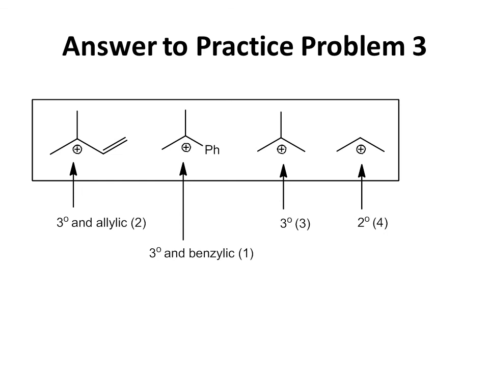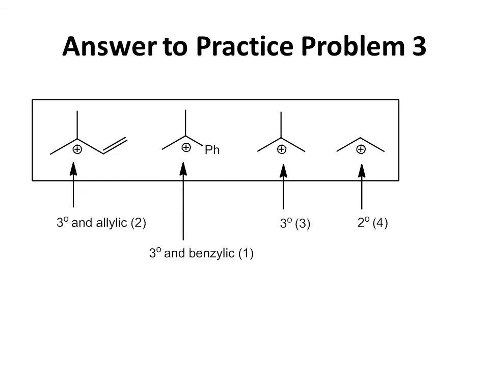There's a benzene ring connected to the plus charge. Now remember, in our carbocation stability, the resonance to a benzene ring is more stabilizing than resonance to a simple carbon-carbon double bond. So since both of these are tertiary, but the second example is benzylic and the first example is allylic, the tertiary and benzylic example will be more stable. So that's number 1. And the first example is a little bit less stable, that's number 2.